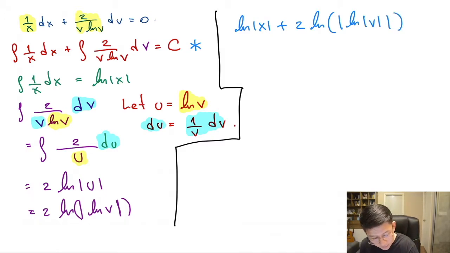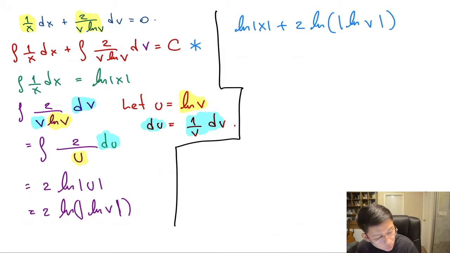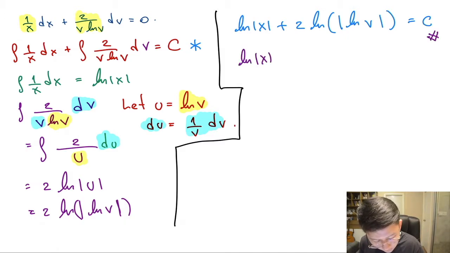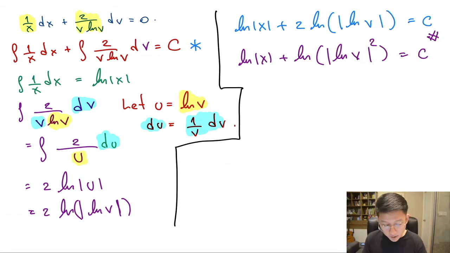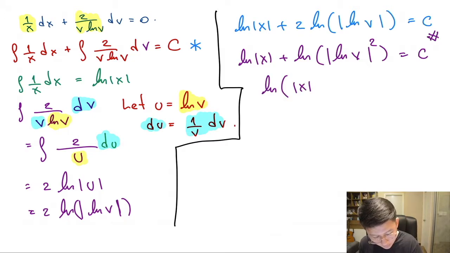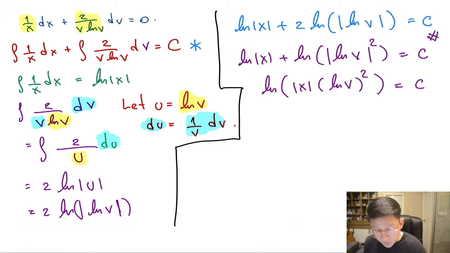Oh sorry, you can put absolute in there, it doesn't really matter. Equals c. This is log of x plus log of log of v squared c. Make sense? You can push 2 up here. And what you have is the log of absolute x, the log of v squared equals c. But I can get rid of the absolute here because you have squared here.